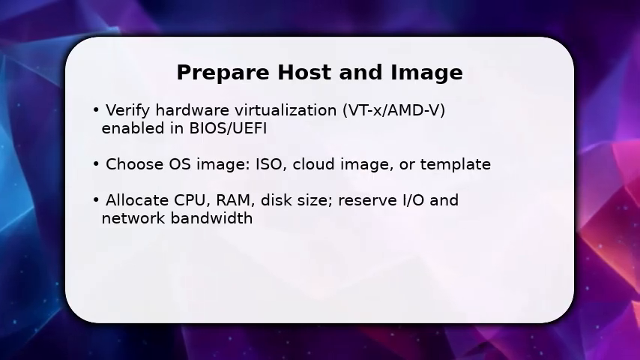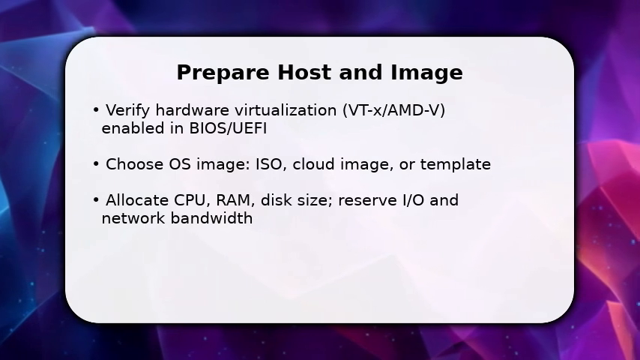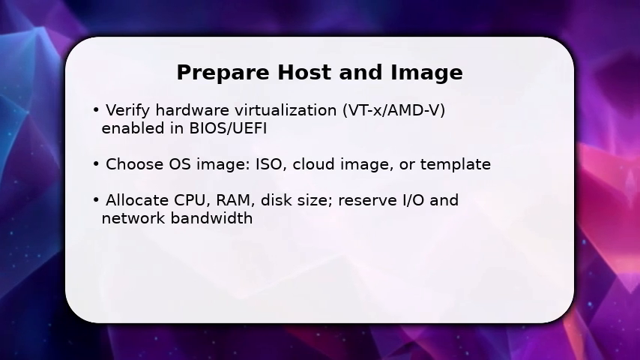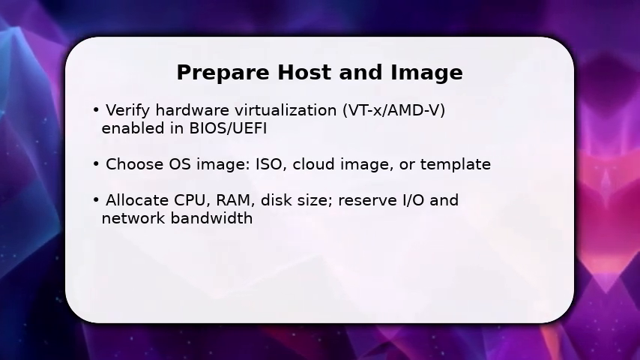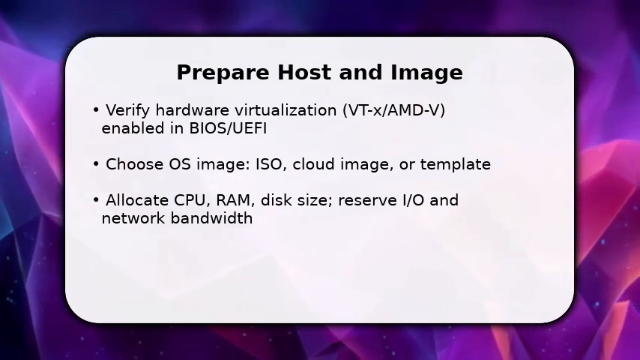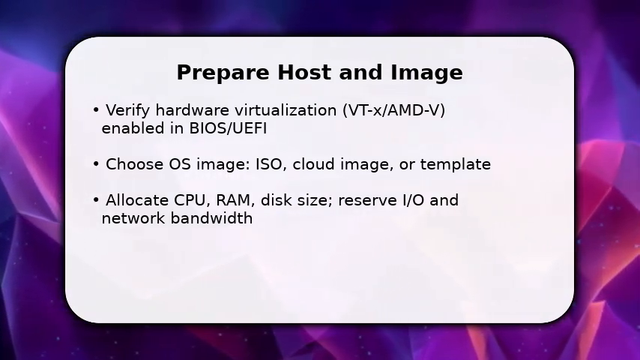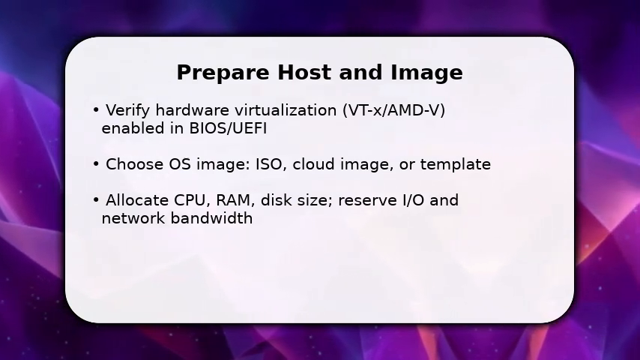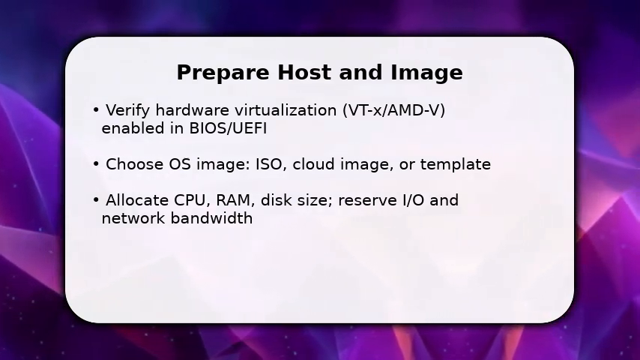You start by preparing the host and the VM image. Enable VT-x or AMD-V in BIOS so the hypervisor can use hardware acceleration. This matters for performance. Next, pick an OS image, ISO for installs or a cloud template to save time. Allocate CPU cores, RAM, and disk space based on workloads. Overcommitting can hurt other VMs.